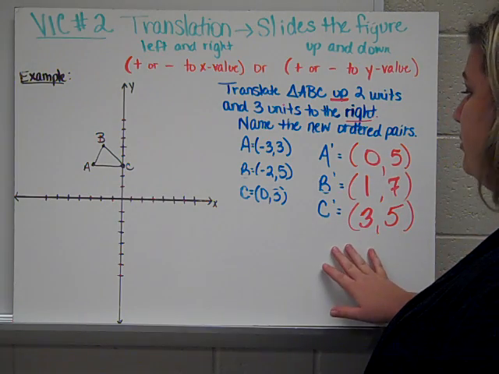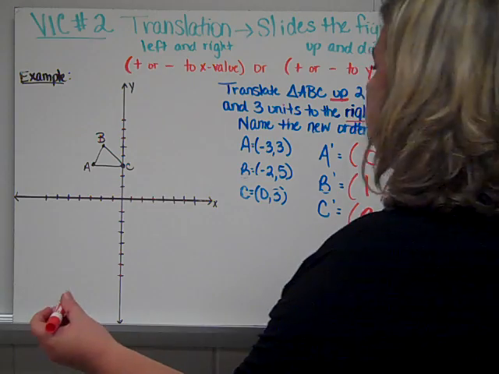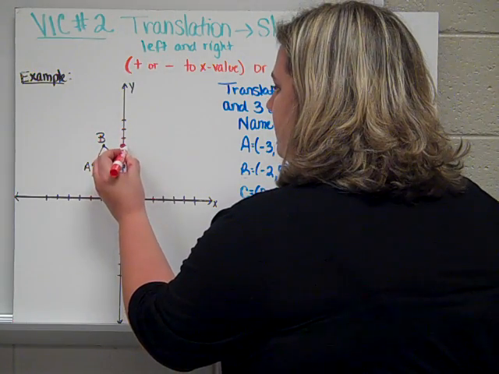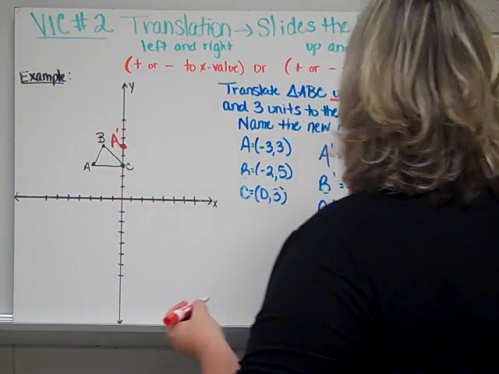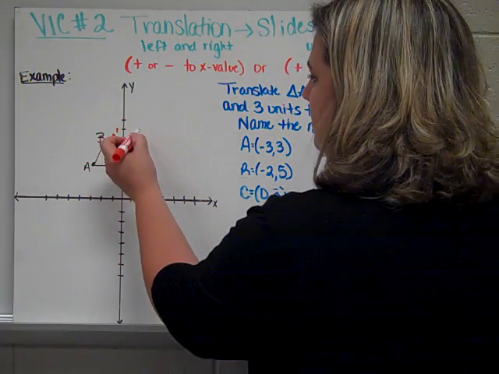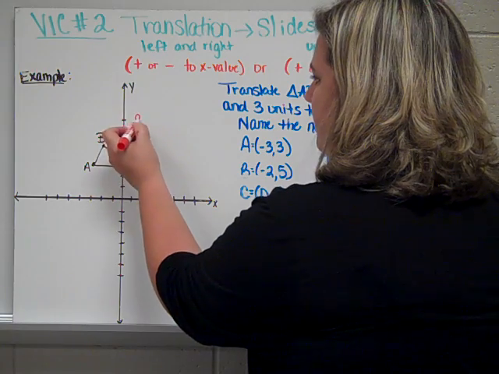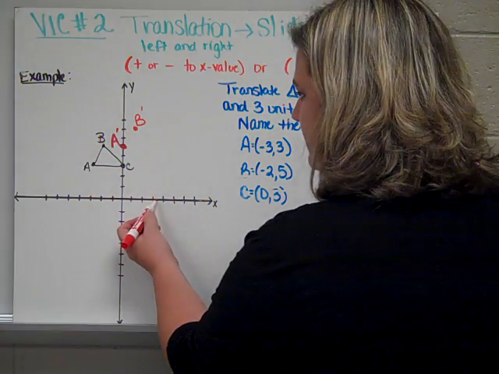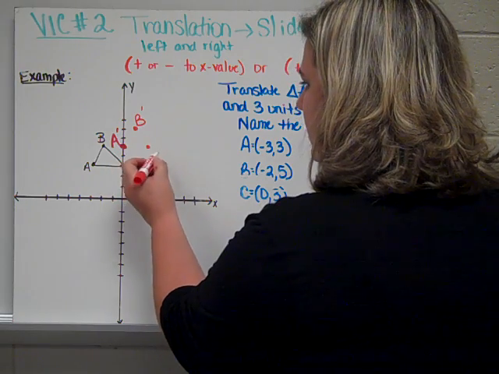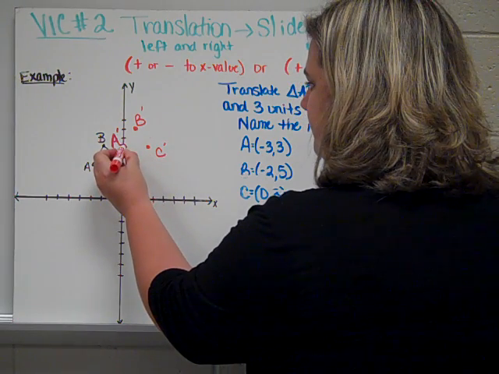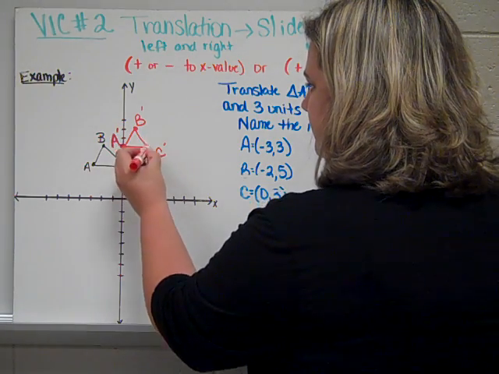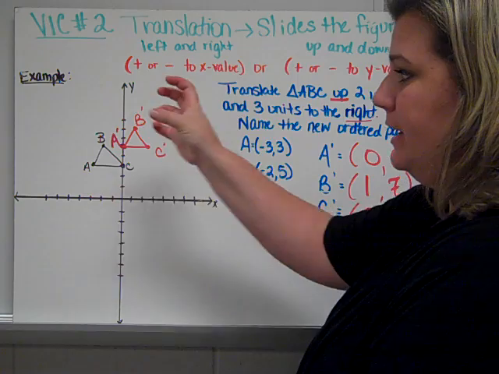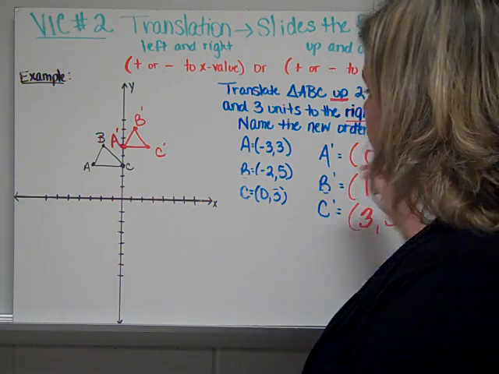So this is my new image. Let's go ahead and graph that. 0, 5 for A prime, 1, 7 for B prime, and then 3, 5 for C prime. Does it look like the original was shifted and it slid up and over?